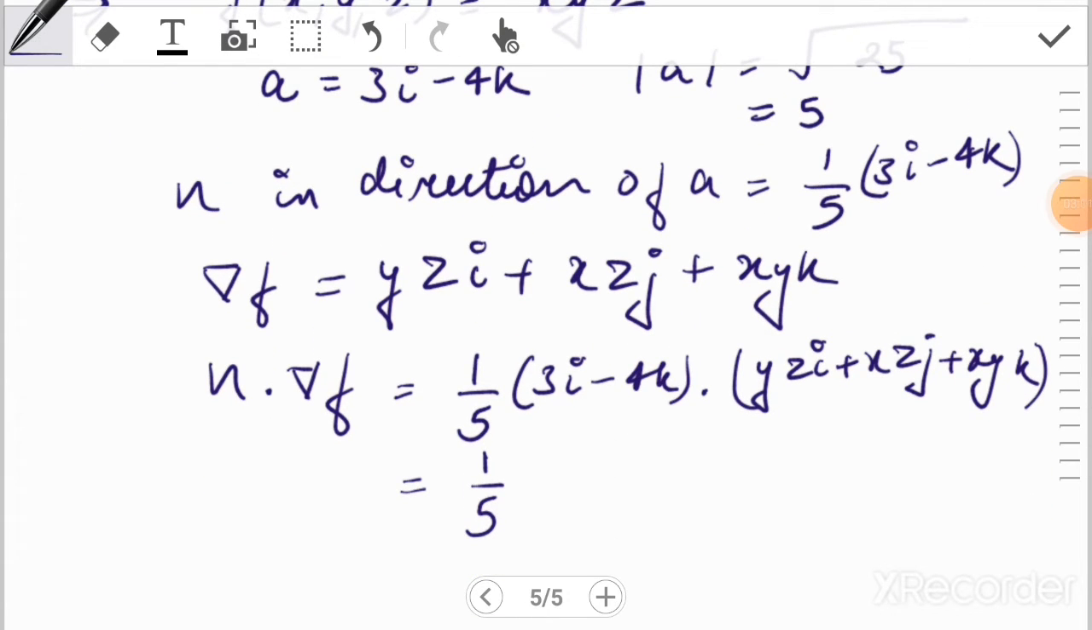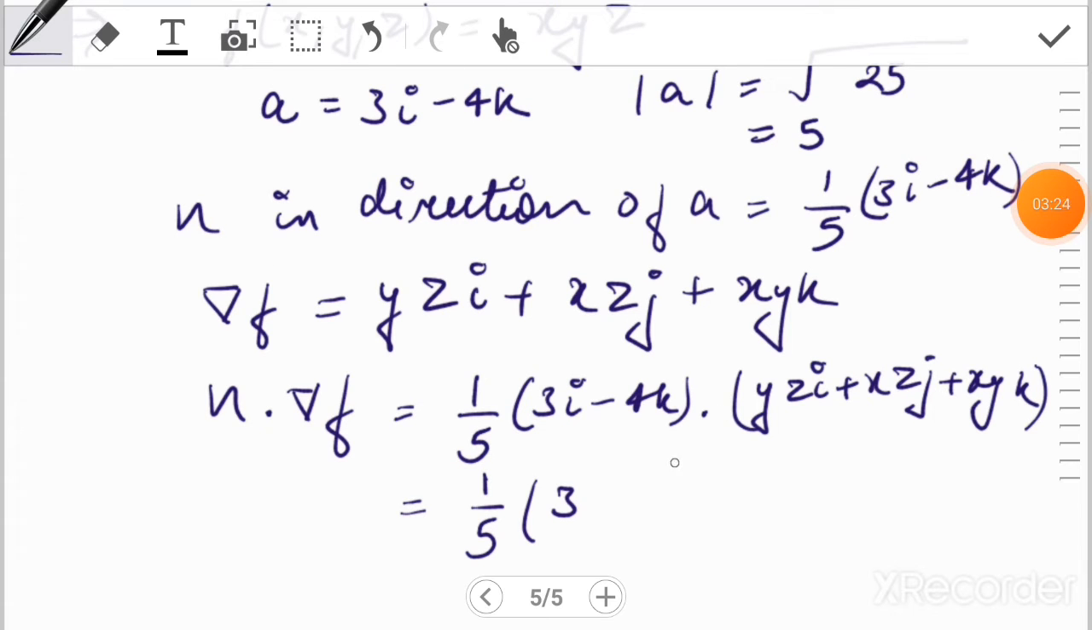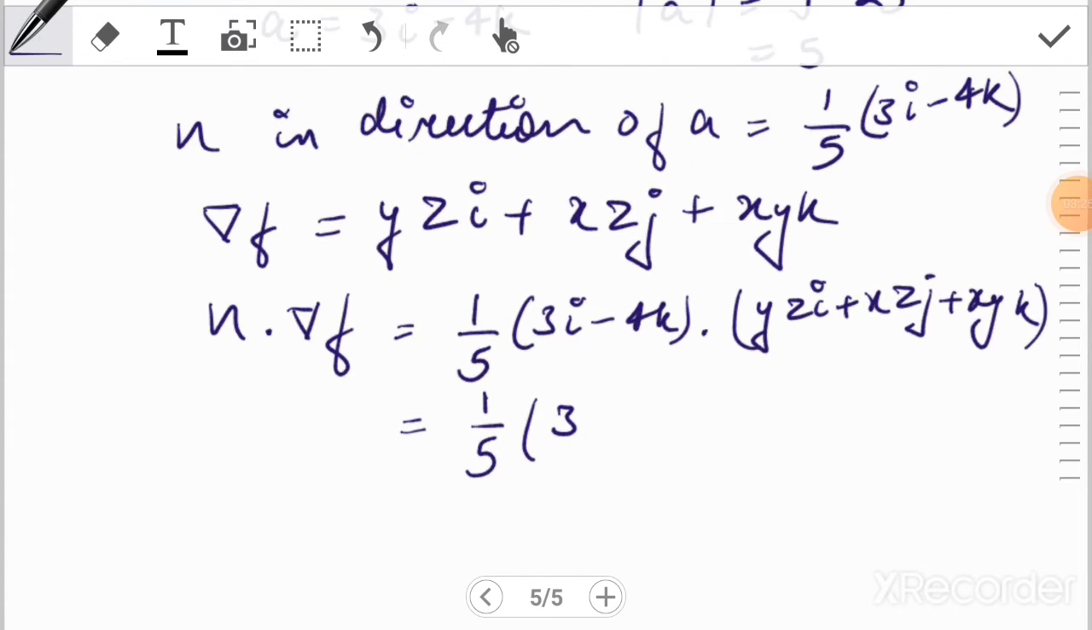So we have 3. Okay, let's first take the dot product. So 3 times yz, okay, i dot i is 1 because cos 0 is 1, plus there is no component for j, so 0, plus 4 times xy.